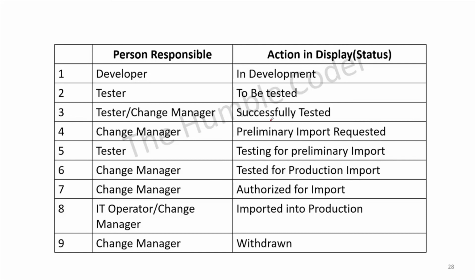And then preliminary import requested: the change manager will approve the preliminary import request, the tester will request the testing for preliminary import, the change manager again will set it to tested for production import, and then the change manager will again set it to authorized for import. Once this is done, the IT operator or change manager can set it to imported into production. And then if between all of these statuses there is a need to withdraw the change document, it will be done by the change manager.